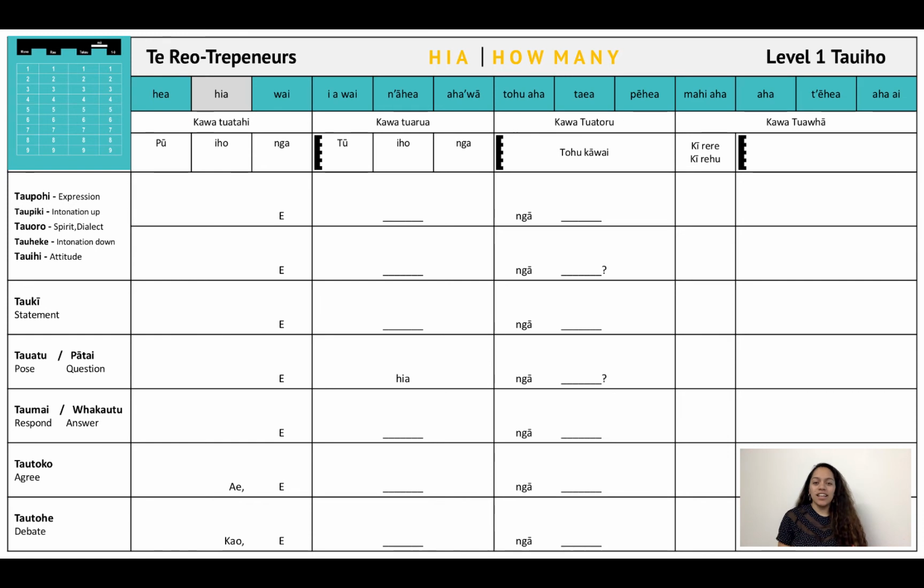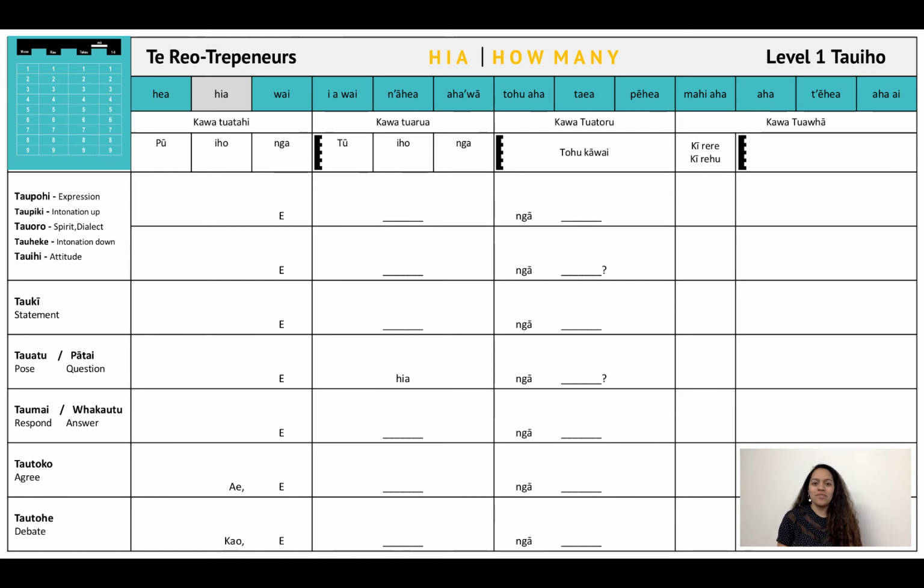Now let's apply any of those statements to tauiho. I'm going to use 2 examples in the tauiho. I'm going to use there is 1 chair and there are 2 chairs in my tauiho examples. Mā te reo tuakana and mā te reo taina.